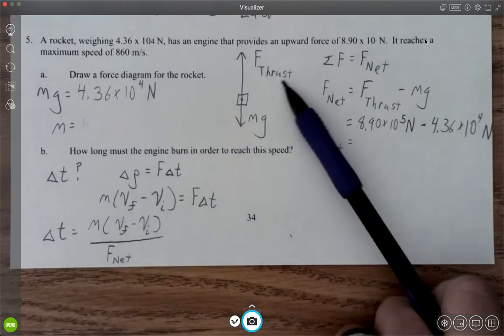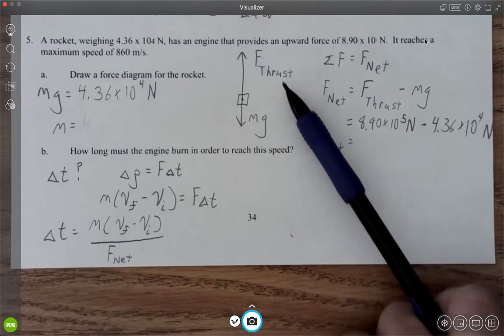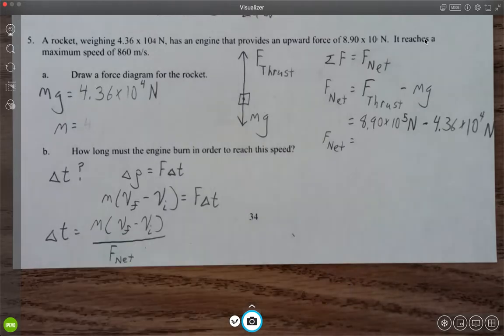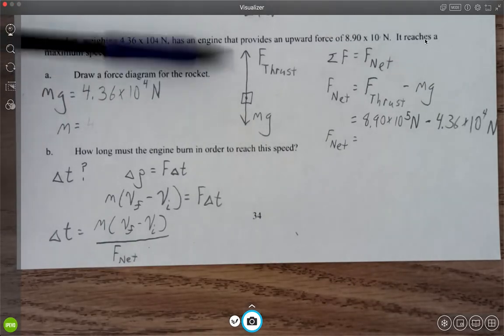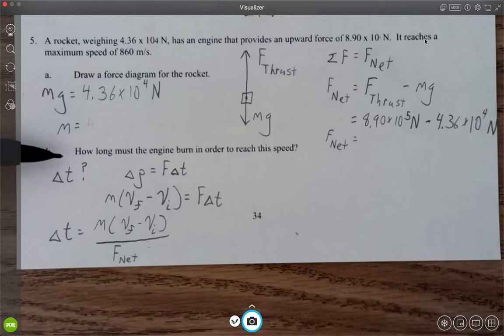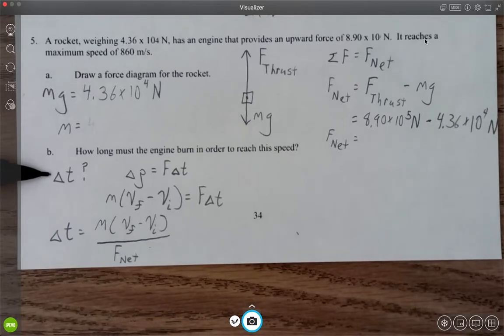So I drew the force of the thrust much larger than this weight down, the mg down. And it's an order of magnitude. So times 10 to the 4th, this is times 10 to the 5th. So this thrust should be much, much bigger. Now with this, we're being asked how long does this engine need to burn in order to reach a speed. So we're trying to figure out how long it needs to burn, this time.